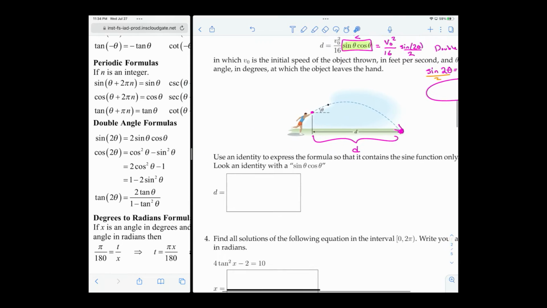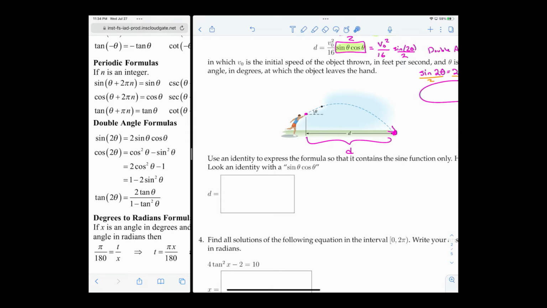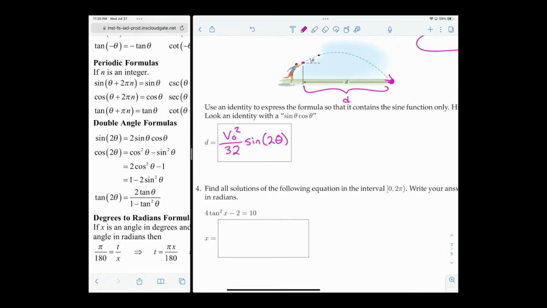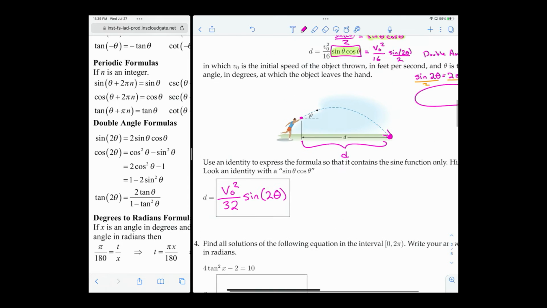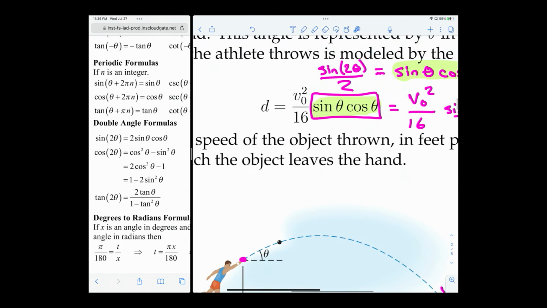And that's done. So then we just write our answer here. I can combine the 2 with the 16 and write this as V0 squared over 32 sine 2 theta. So that's it. We weren't solving any complicated equations or anything. We were just replacing the part here using an identity.